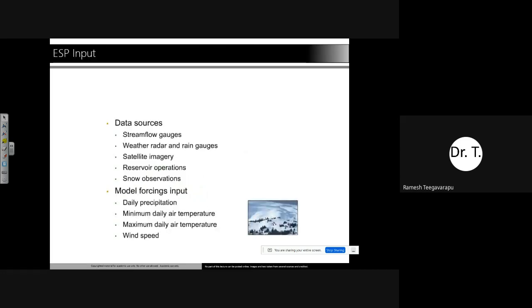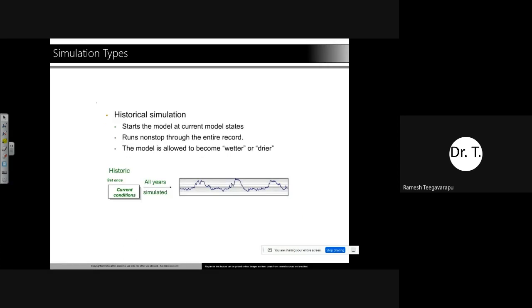And we talked about all the issues which can introduce problems in your ESP input. It can be the data sources. For example, data comes from radar or rain gauges, streamflow gauges, satellite imagery, reservoir operations, snow observations, and so on. All these things will affect because these are the data sources. And then the model forcing, what we put in the model, that also is going to affect.